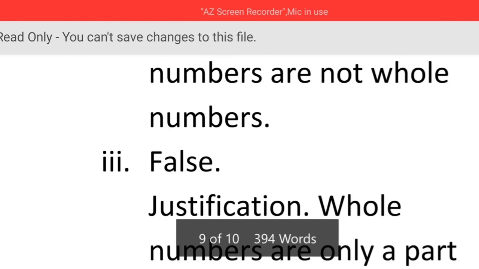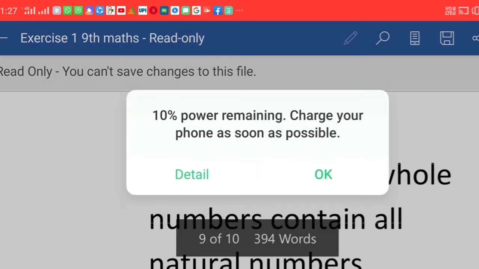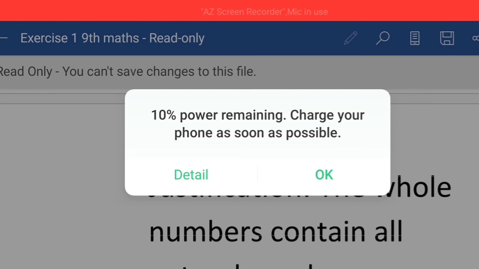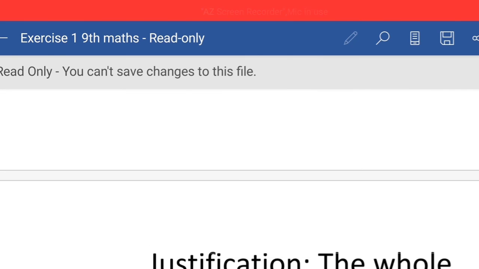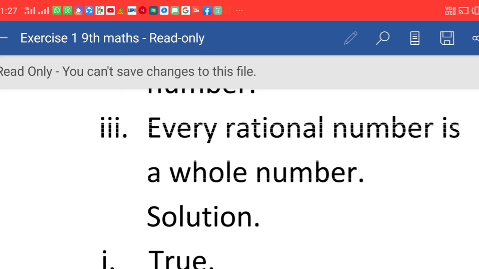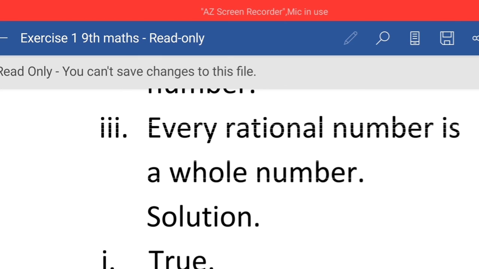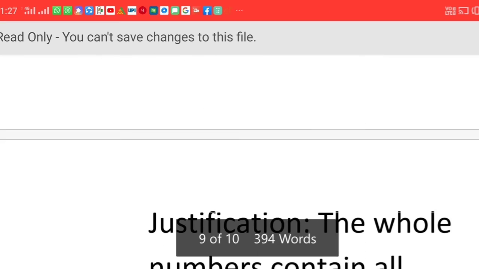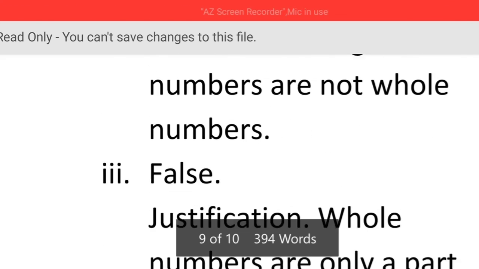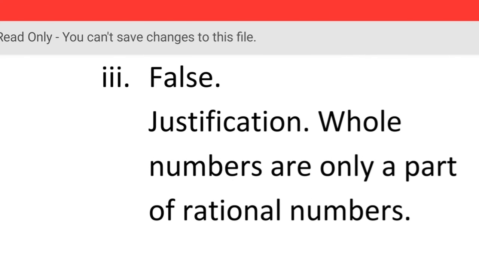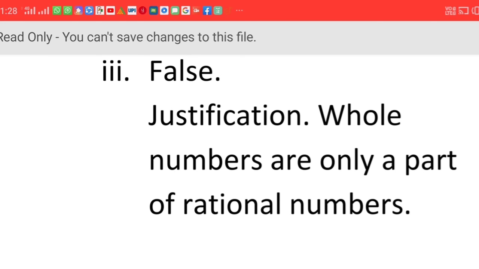Third one, what is the question? Every rational number is a whole number. Look at here. False. Whole numbers are only a part of rational numbers. Whole numbers, rational number का एक part है. Fractional numbers also rational numbers है. वो whole numbers में fractional numbers नहीं आते, इसलिए ये भी false है.